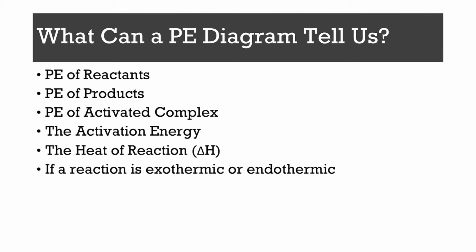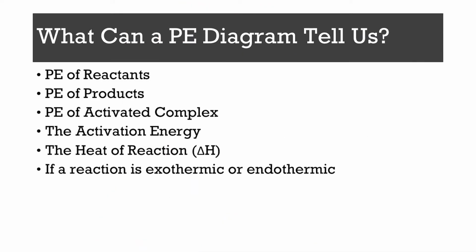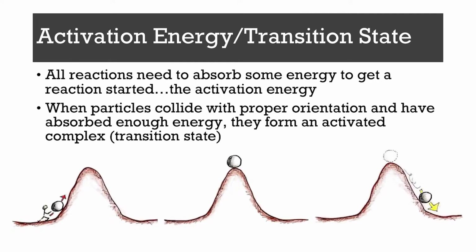A potential energy diagram, a PE diagram, tells us the potential energy of the reactants, the products, and something called an activated complex. It tells us the activation energy, the heat of reaction or delta H, and whether a reaction is exothermic or endothermic. So this little picture can tell us all of that. Before we jump into labeling these pictures and applying them to questions, let's take a step back and define some of these new terms.